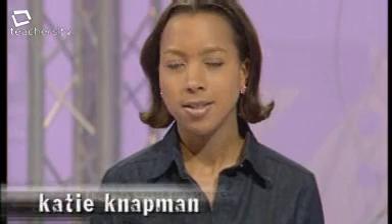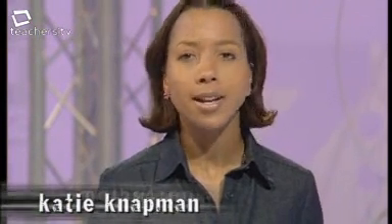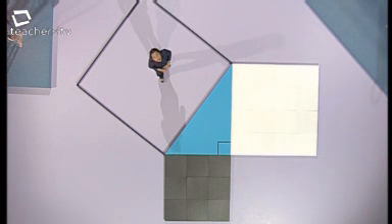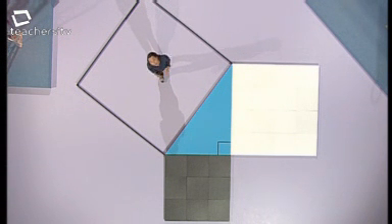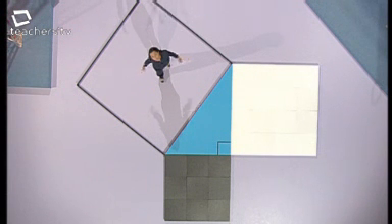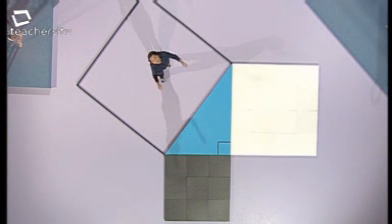Now, what Pythagoras discovered was that the sides of a right-angled triangle have a special relationship to one another. First, draw a square on each side of the triangle. The special relationship is that the area of the square on the hypotenuse, this square here, is equal to the areas of the squares on the other two sides added together. Confused? Well, watch this.